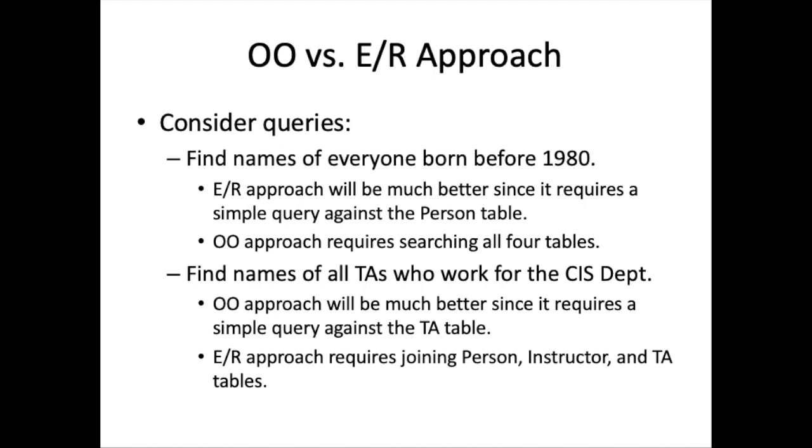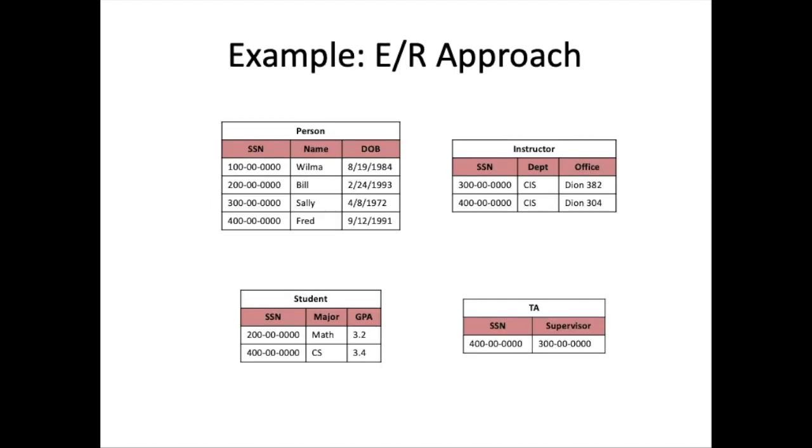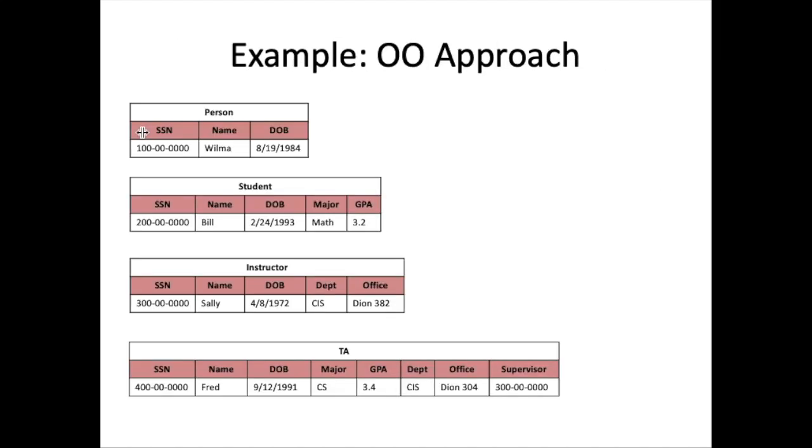Right, let's just look again. We want to find names of everyone born before 1980. In the ER approach, the name and date of birth of every person is just in one table. So we just have one table to look through. In the OO approach, we're trying to find names of people born before 1980. Well, I've got to check the person table, and I've got to check the student table, and I've got to check the instructor table, and I've got to check the TA table. I've got to search 4 different tables to find the same information.